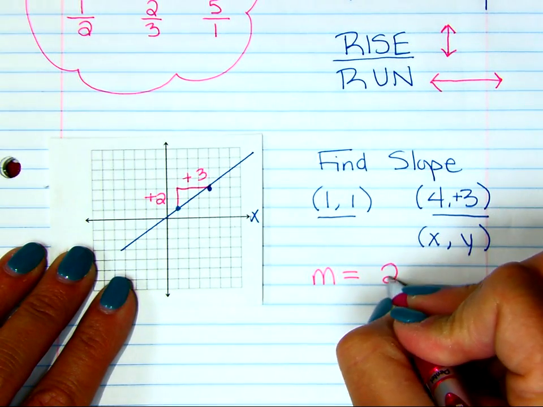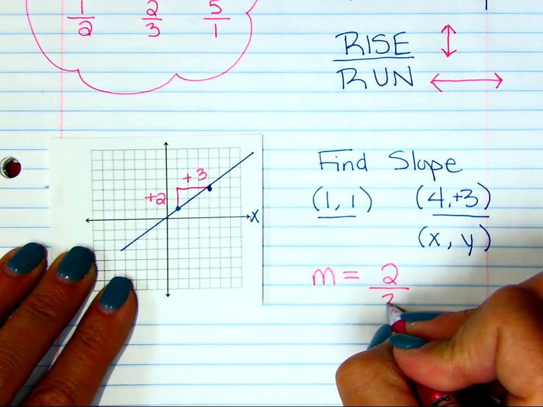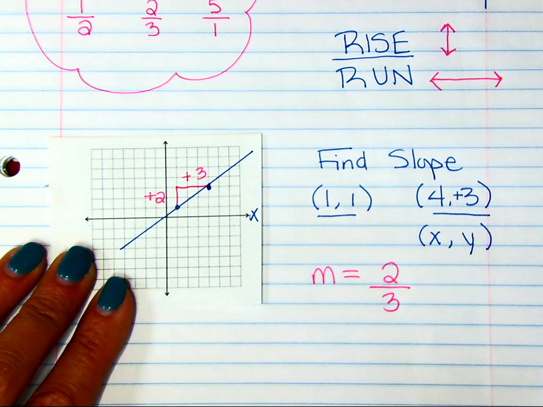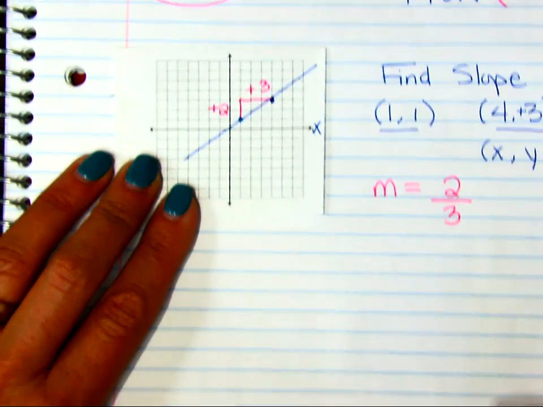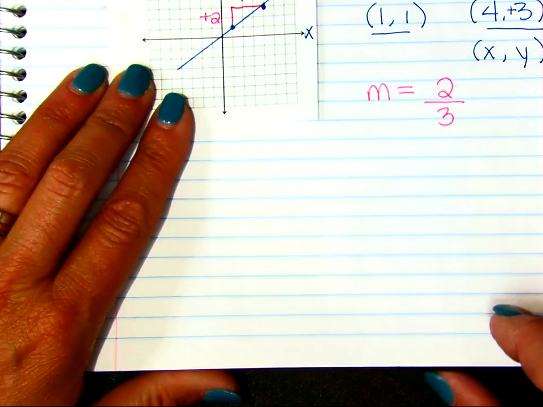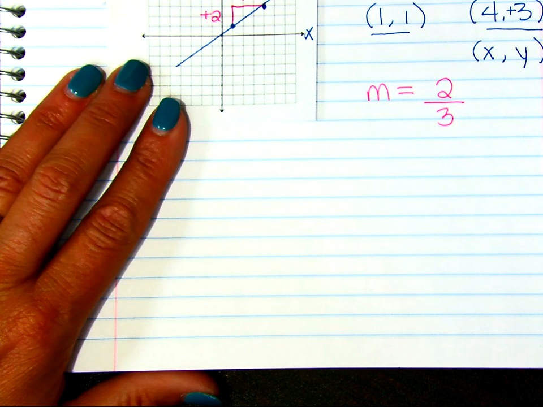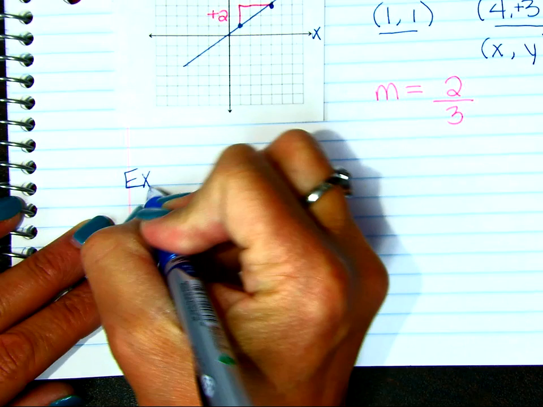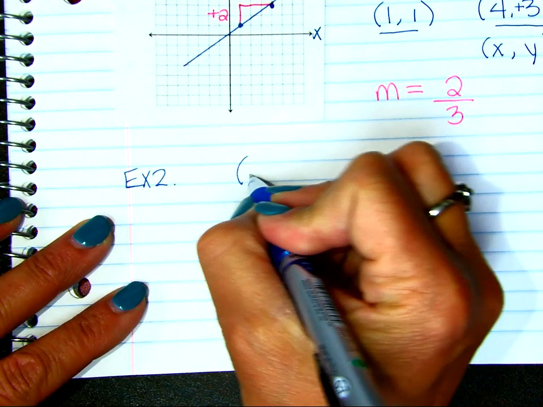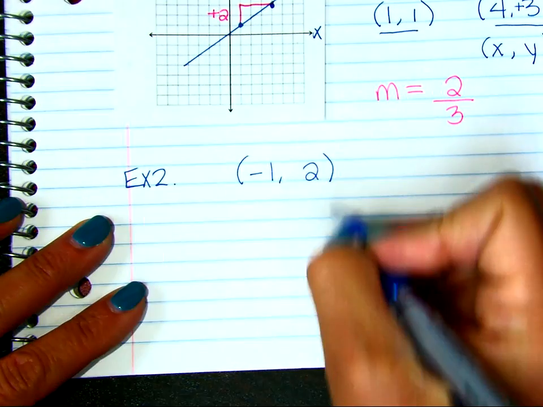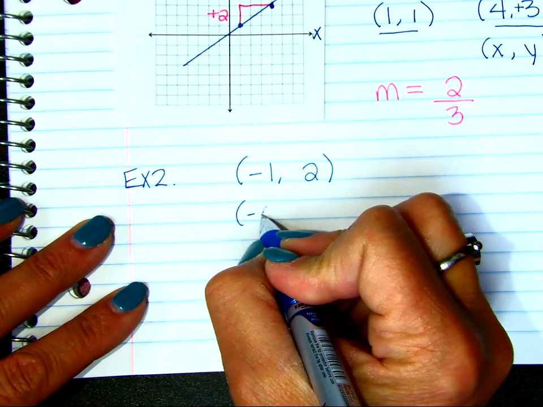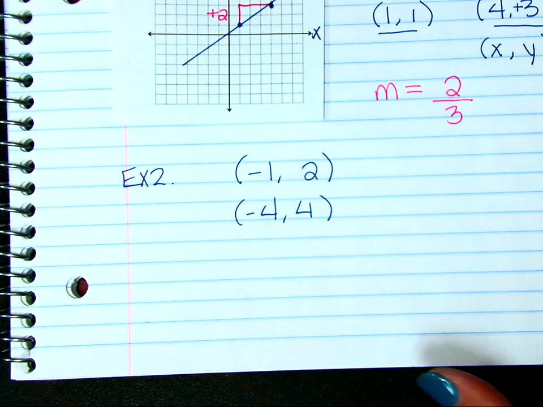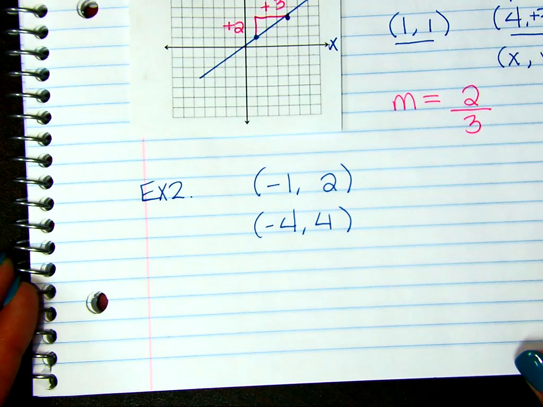Okay? Alright, so now we're going to do another example. We're going to find the slope of a line given 2 points. Negative 1, 2, and negative 4, 4. Now, you're not always going to have graph paper available. Sometimes you just have 2 points, and using graph paper makes it more difficult.